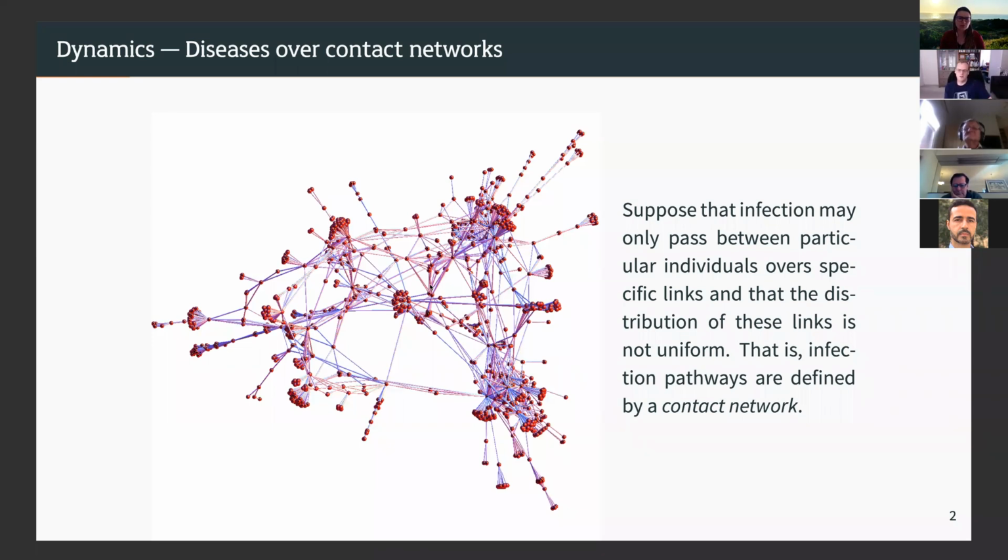Everyone starts out being susceptible. Well, that's pretty boring. Someone's got to be exposed. Everyone starts out being susceptible, apart from a small number of exposed individuals. Those exposed individuals become infectious, they infect their neighbors, and so on and so on.